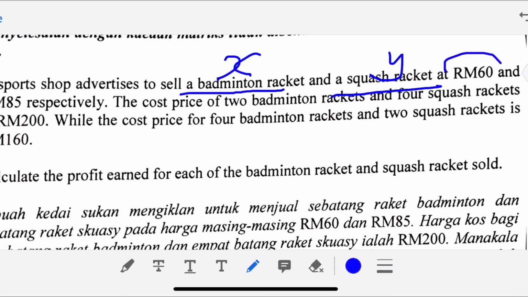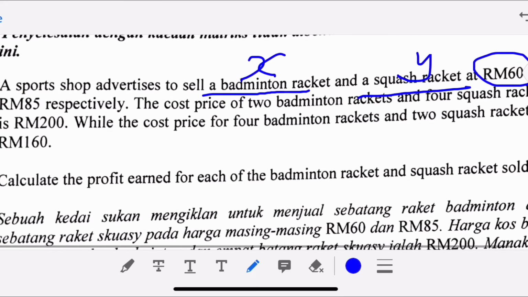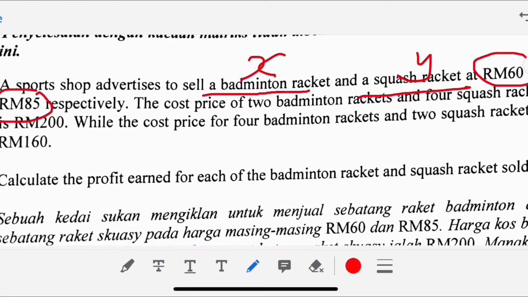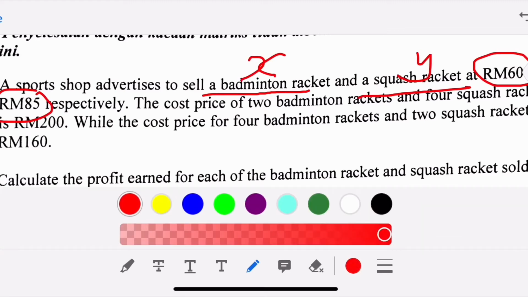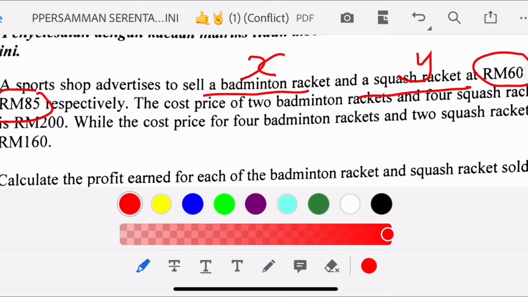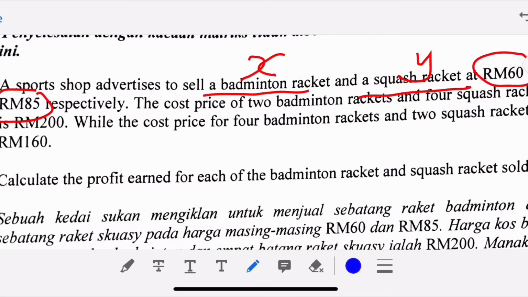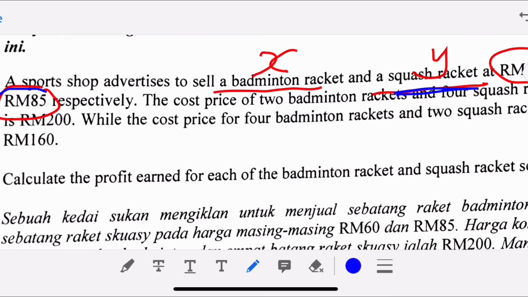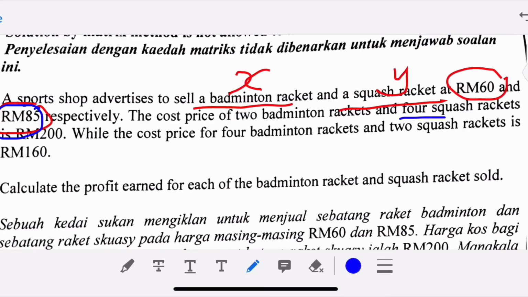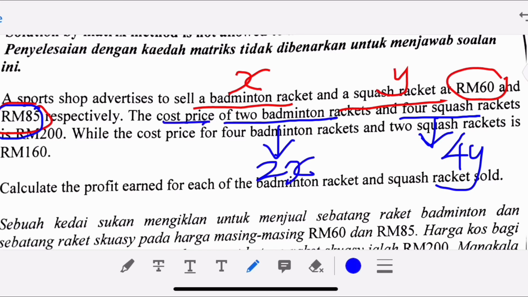The X and Y here represent what? You read the question, profit, right? Profit earned for one badminton racket. Always read the unknown from the question. Each badminton racket is represented by X, and for one squash racket, the profit is Y. X and Y represent the profit, as you can see from the question. And the cost price for the 4 squash and 2 badminton rackets is given as 200.